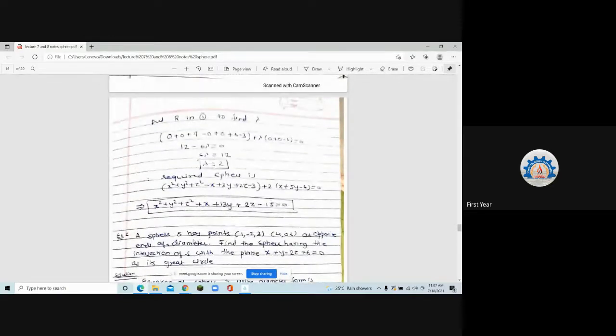Take down the question. A sphere has points (1, -2, 3) and (4, 0, 6) as opposite ends of the diameter. कल हम लोगों ने देखा कि if I am given the endpoints of diameter, how do I find the sphere? Find the sphere having the intersection of S, ये जो मुझे sphere मिलेगा diameter form से, with the plane equal to 0 as its great circle.